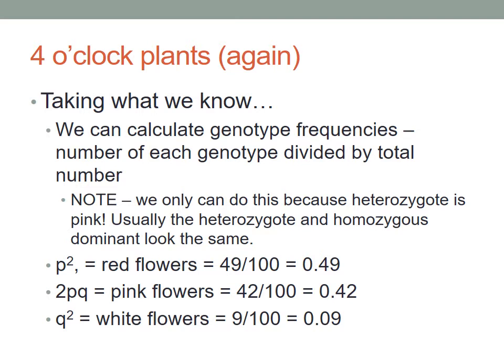And then the Q squared is the frequency of our white flowers. Well, we counted 9 out of 100 white flowers. 9 divided by 100 is 0.09. So we've been able to calculate P squared, 2PQ, and Q squared just by counting the frequency of each of our genotypes, or each of our phenotypes, which are at this point in time our genotypes, for the flowers. But we're missing 2 things here. We don't have P or Q. They're just not there. So we're going to calculate them.